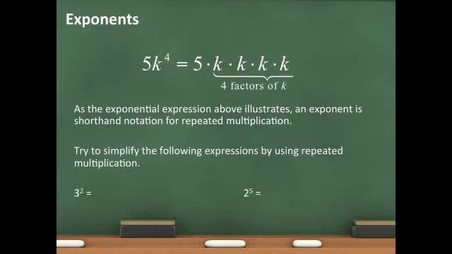An exponent is used to show repeated multiplication. Try to quickly find the value for 3 to the second power and 2 to the fifth power. 3 to the second power is equal to 3 times 3, or 9. 2 to the fifth power is 2 times 2 times 2 times 2 times 2. 2 times 2 equals 4, times 2 equals 8, times 2 equals 16, times 2 equals 32. 2 to the fifth power is 32.